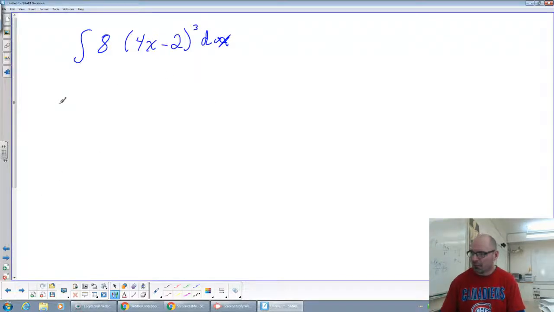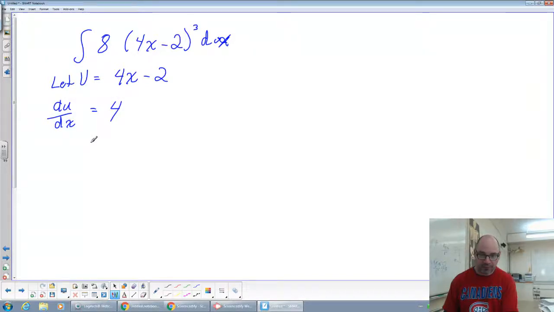Okay, so I'm going to do another one. You can pause and try it if you want, and then unpause. Okay, so I'm trying it, 4x minus 2. Okay, so then du dx equals 4, right? And then if we rearrange that, du equals 4 dx.